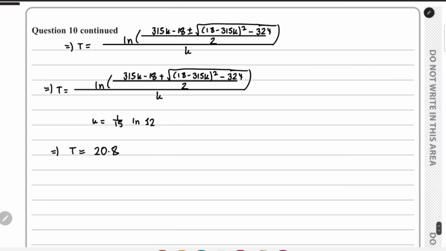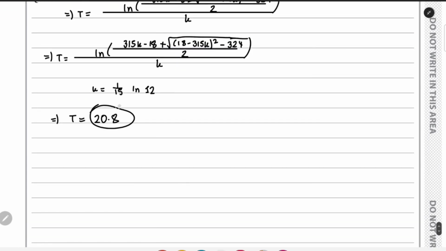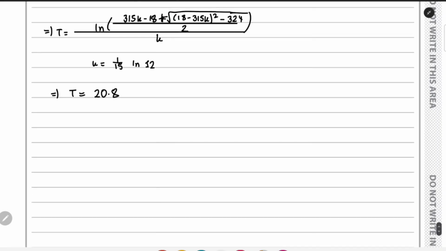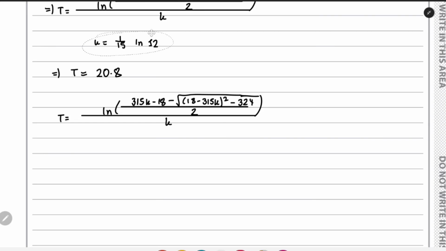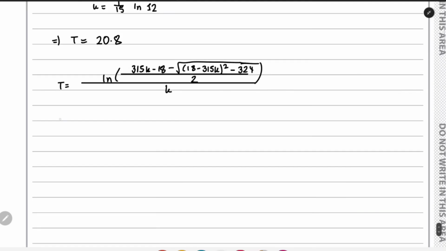And the other value will be when we have a minus over here instead of a plus. So the first one is when we have a plus over here, and the next value is when we have a minus. I'll once again place the value of k to be 1 by 15 ln 12 over here, place the values and put it in the calculator. If I do so, I'll get a value of 5.678, or 5.7 to one decimal place. These are the two values of t, and that's it for this paper.